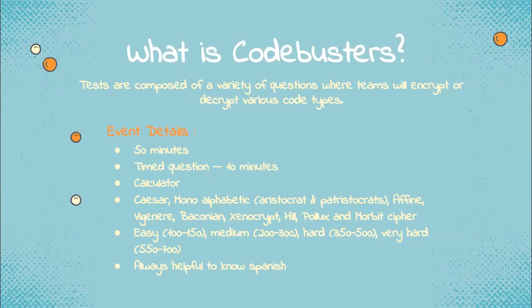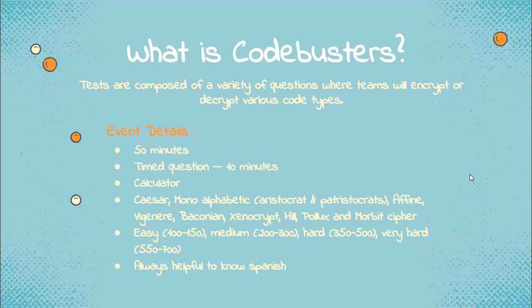Some of the ciphers you need to know are the Caesar cipher, which is basically when you have the alphabet and you just move the letters forward. In the next slide, or the one after that, I'll have a picture of it so you can see an example.